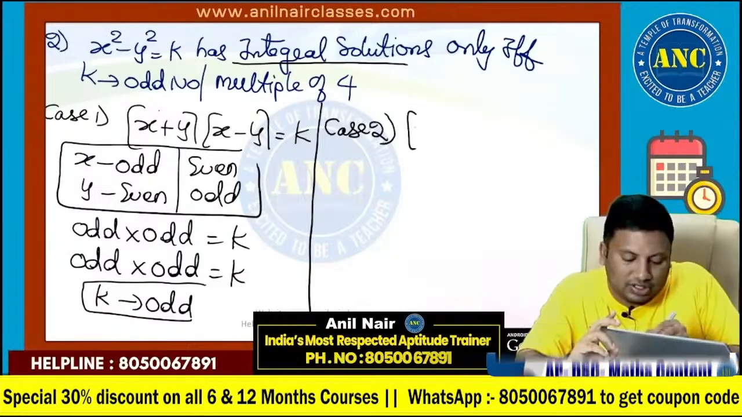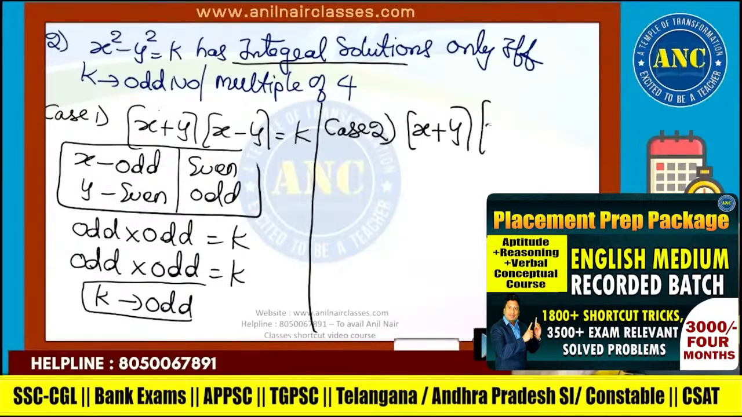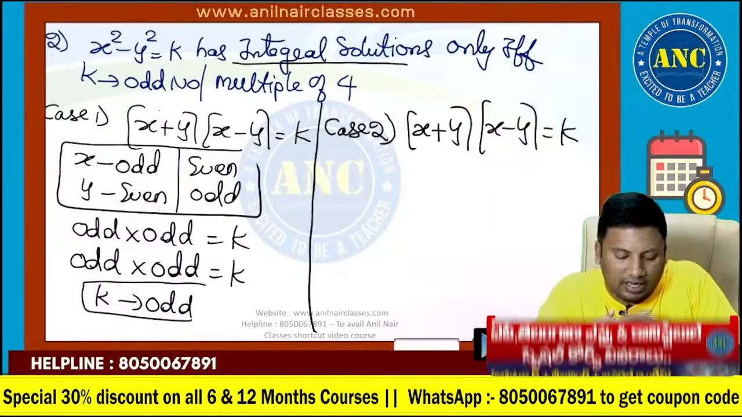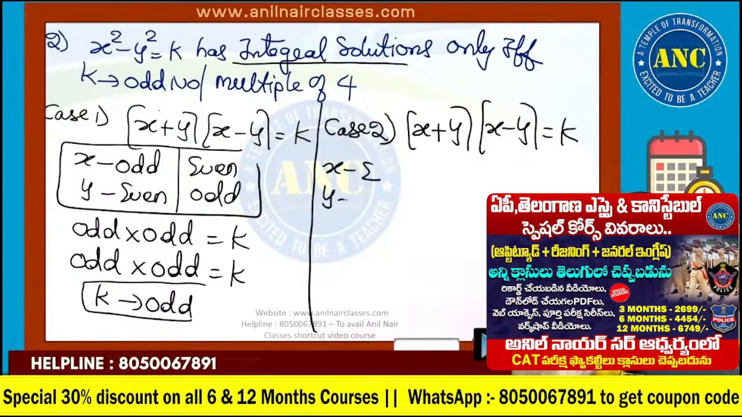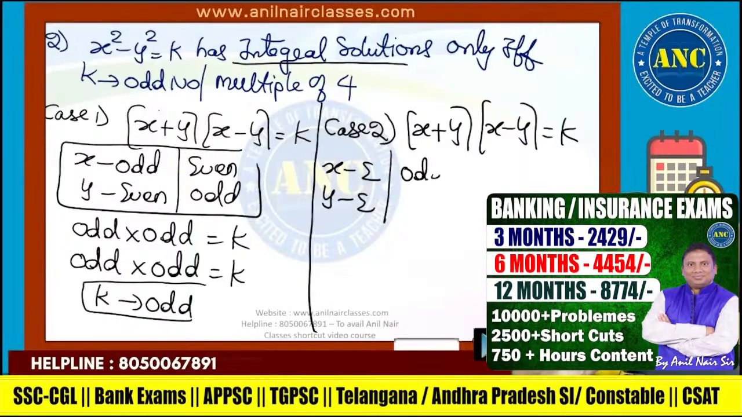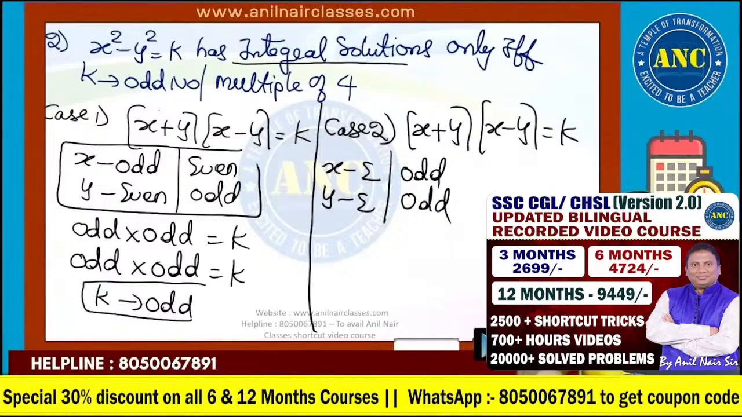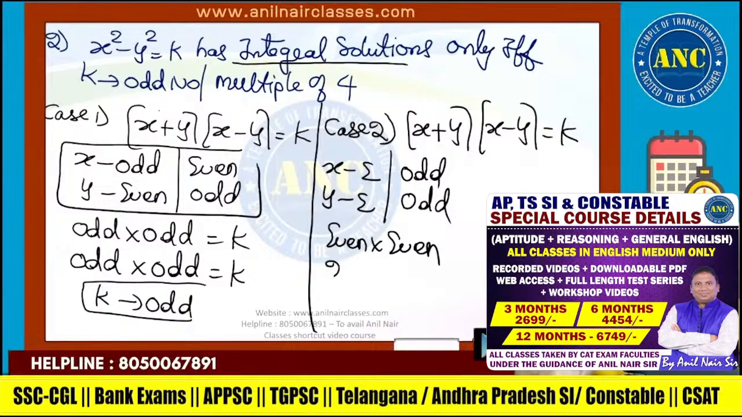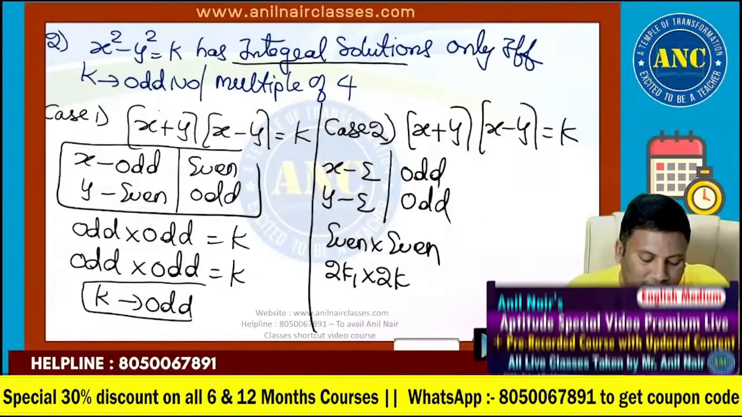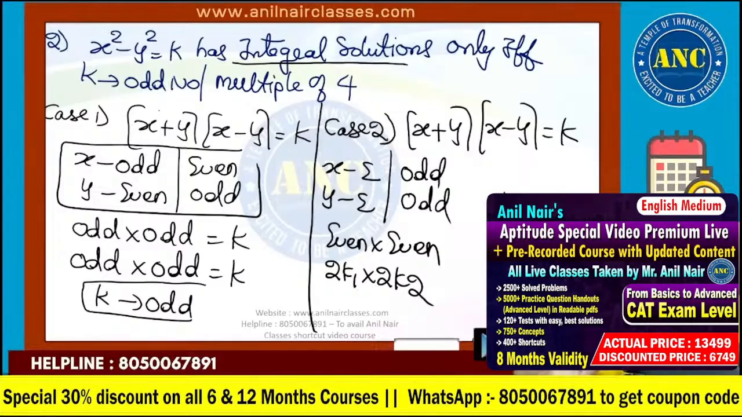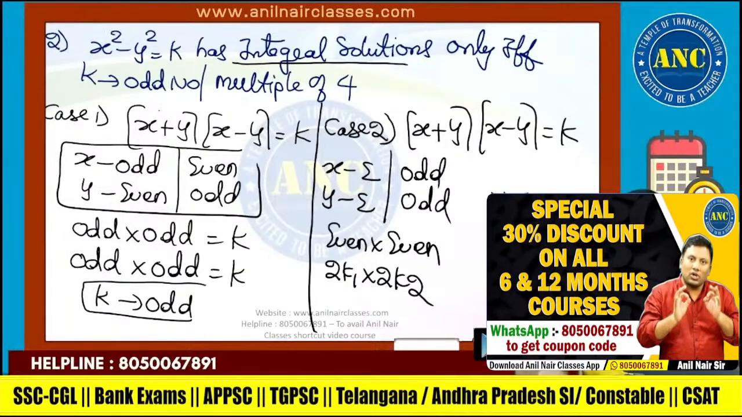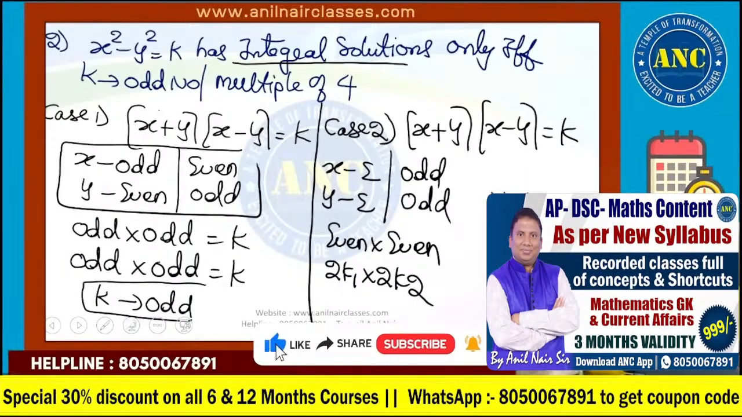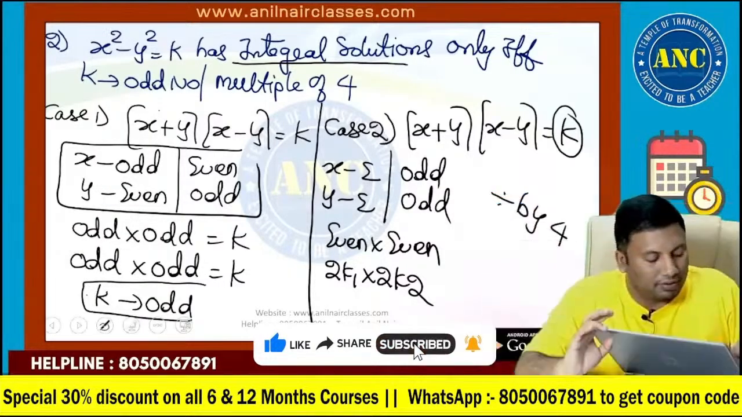Case number 2. Step by step from basics to advanced we will discuss. Equivalent to k. If x is even, y will be even, or if x is odd, y will be odd. 4 cases will come: one odd, one even, or both are odd, both are even. Even plus even, even. Even minus even, even. Even number is of the form 2k1, the other of the form 2k2. 2k1 into 2k2, the answer is divisible by 4. Odd plus odd, even. Odd minus odd, even.